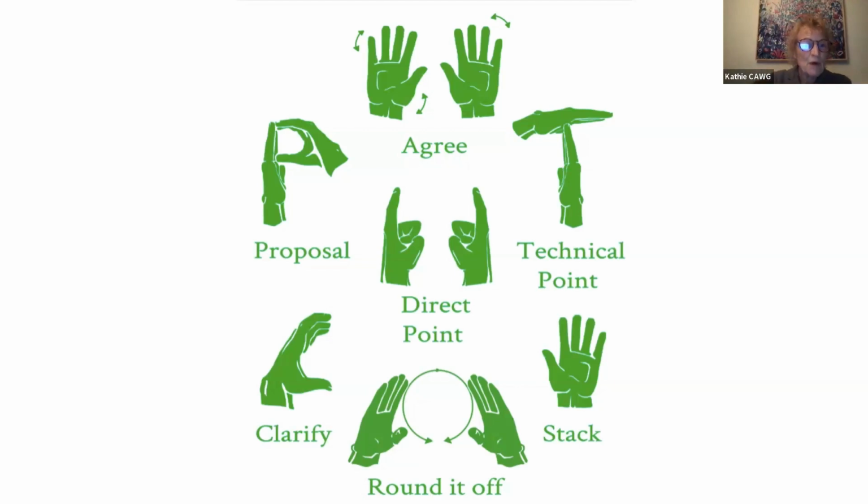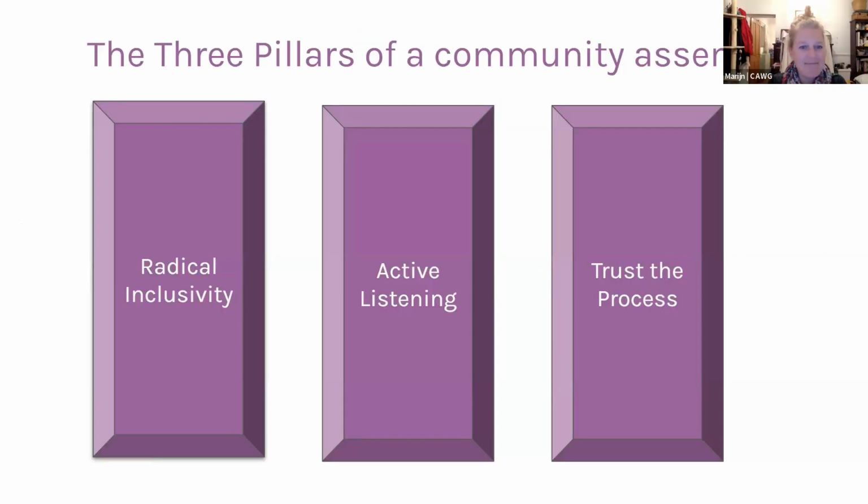So we're going to move on now to the 3 pillars. Yes, so there are 3 pillars to a community assembly, and that is radical inclusivity, active listening, which you've just done, and trusting the process. So what this means is that, radical inclusivity, before the assembly, you let the people know that this is happening. So who are the missing voices?